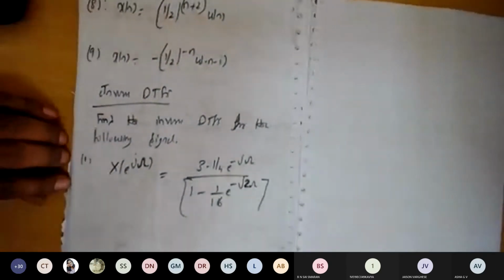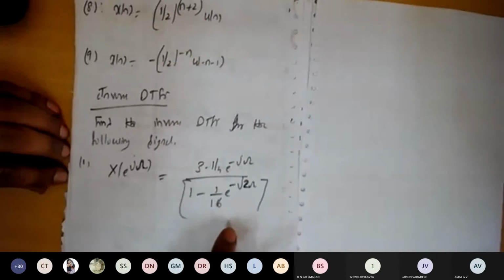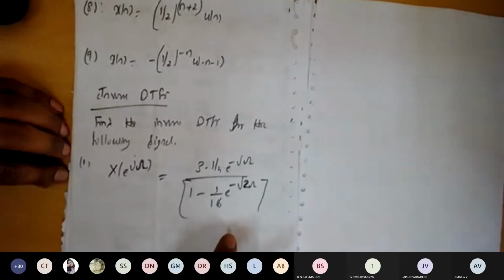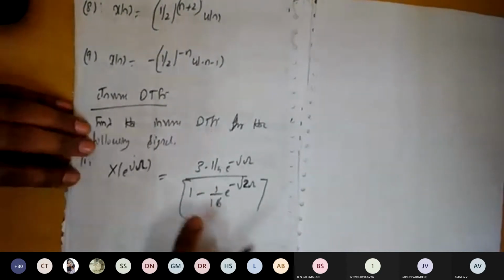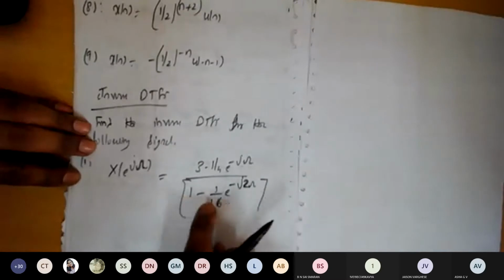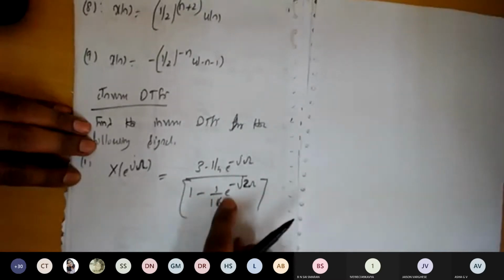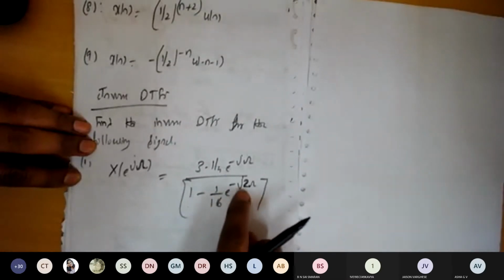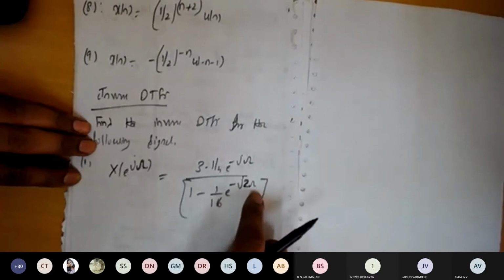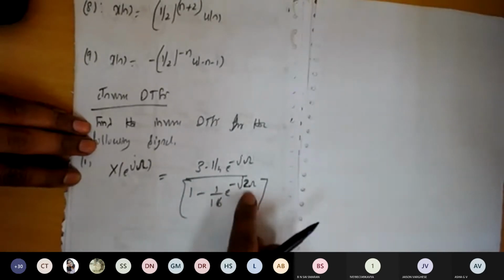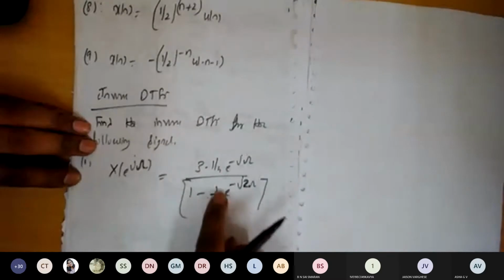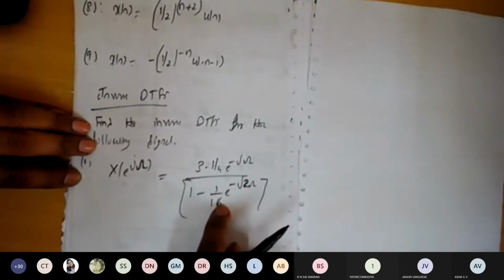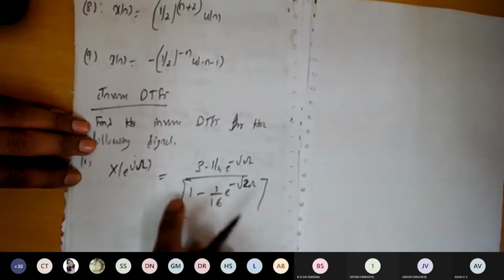Now we need to express this in terms of the partial fraction expansion so that we can go for finding the DTFT of this one. Here this is in terms of 1 minus a squared minus b squared. So a squared minus b squared is nothing but e to the power of minus j2 omega. We can express this as a plus b into a minus b. So we can write this as 1 by 16, the square root of 16 is 1 by 4, that we will get here. So we can write this.